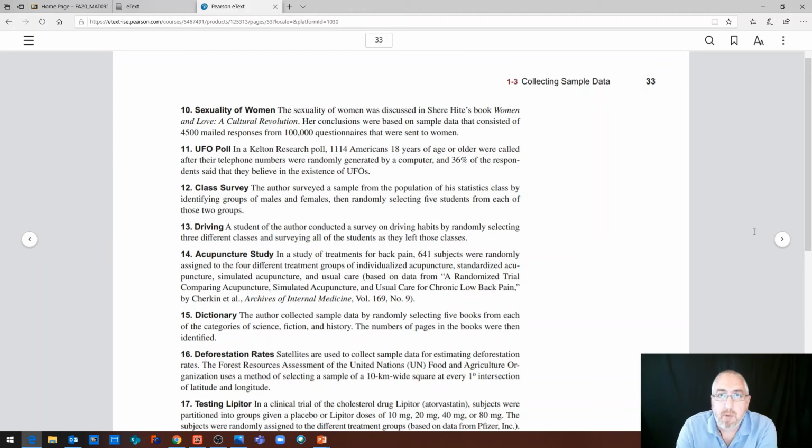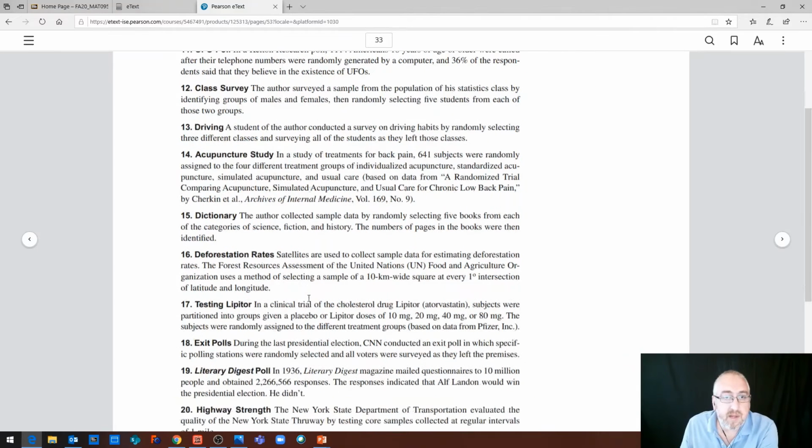How were those people picked? That's what they're asking. That's what you have to answer. So in this case, they were randomly generated by a computer. It says it right in there. And we said before that that is one of our methods for doing a true random sample. So in this case, it would be random. All right. Moving on down to 15.